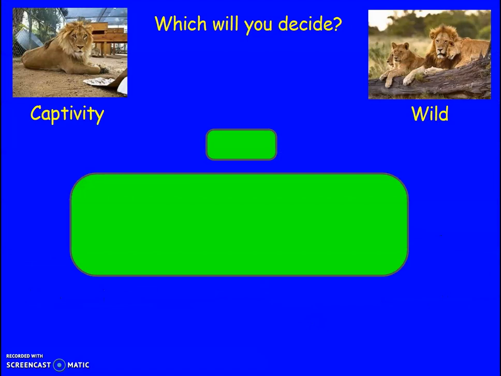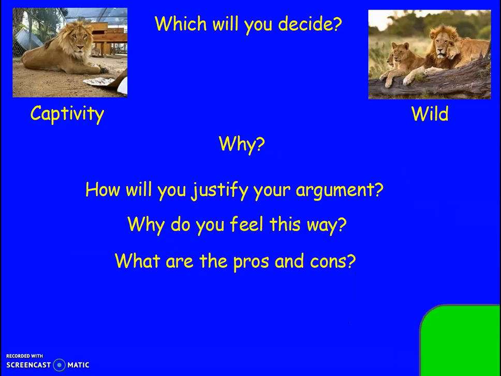So you're going to decide now how you are going to write your campaign. Do you think animals should be kept in captivity? Or do you think animals should stay in the wild? Think about what you're going to choose, but also think about why you are going to choose that. What has made you come to that decision? How will you justify your argument? Okay, what reasons do you have for having that opinion? Why do you feel this way?